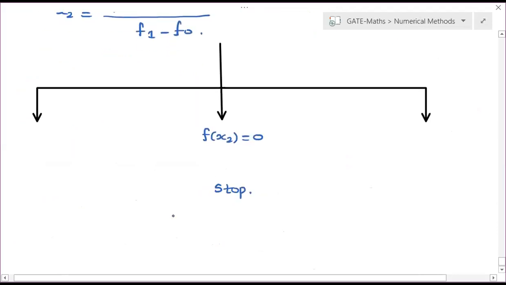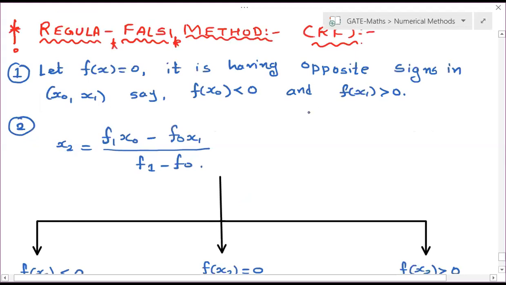Now, suppose f of x2 is less than 0 or f of x2 is greater than 0. So what will be the next interval now? Right, we now know how to make the interval. See, from 0 to C over here, this is our original interval, x0 and x1. x2 lies in between. In the bisection method, it was exactly in between, but in regula falsi, it may be somewhere else.